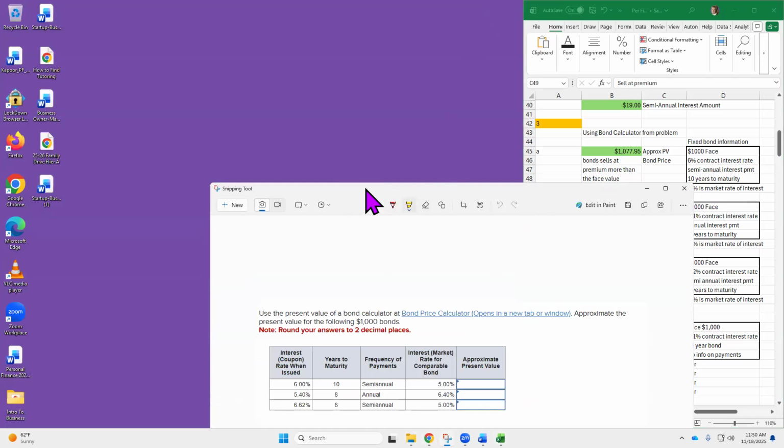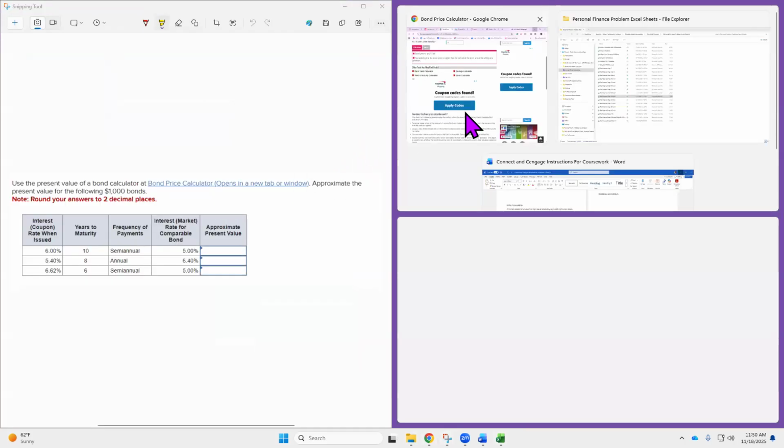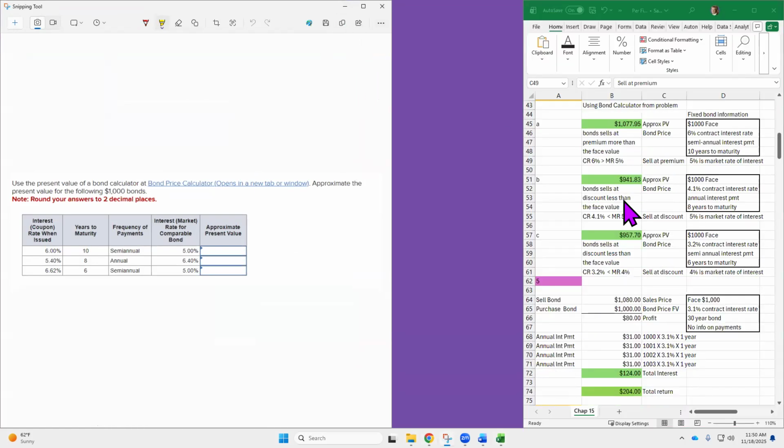coupon rate is 5.4%. So let me put that in my spreadsheet here. We're looking for the bond prices of all of these. So I'm going to take out what is in my green. My next one is a coupon rate of 5.4%. We want to know its maturity date is in 8 years. The market rate of interest is 6.4.